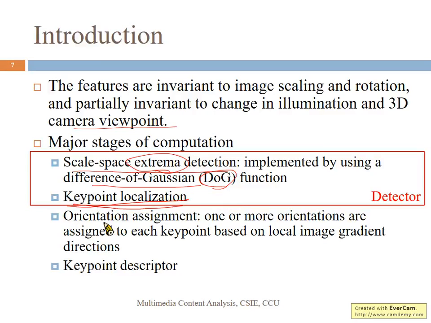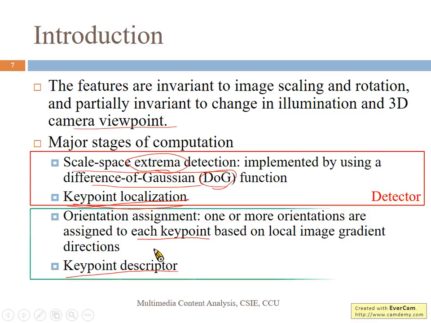The third step is orientation assignment. We try to find one or more orientations and assign them to each key point based on the local image gradient direction. After finding the main orientation, we design a key point descriptor to describe such key point. So the following two steps correspond to the descriptor. The first part is for detection. The second part is for description.